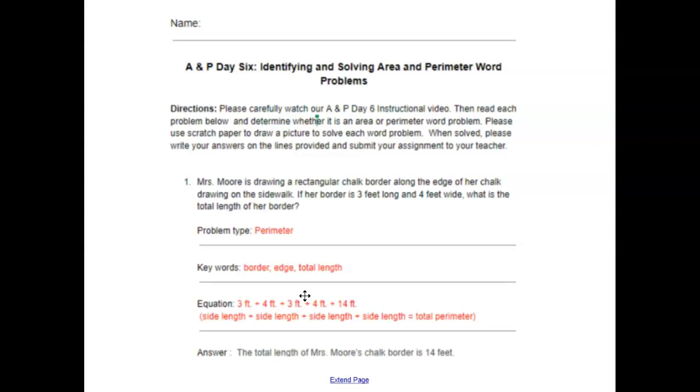I expect you to take your time. I expect you to use your thinking guide to help you determine the problem type and to carefully determine the areas and perimeters of these rectangles.